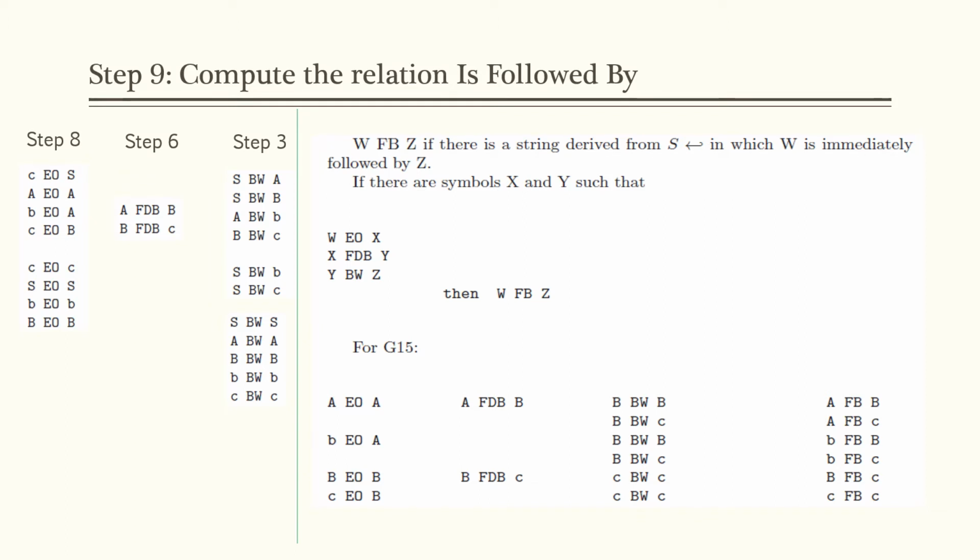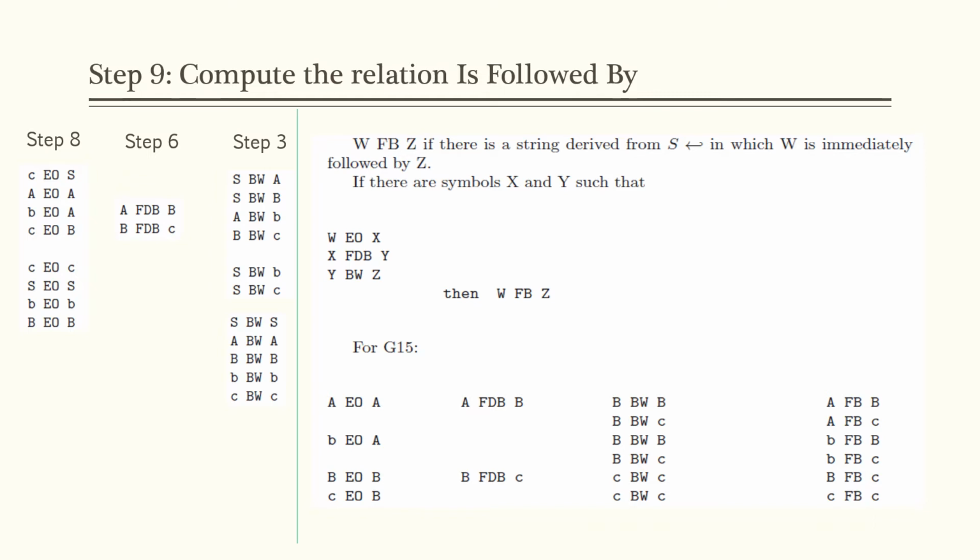Next, we move to step number 9. Step number 9 is to compute the relation is followed by. For step number 9, it needs input from step number 8, step number 6, as well as step number 3. If you refer to the dependency graph, you will see that step number 9 needs an output from steps 8, 6, and 3.